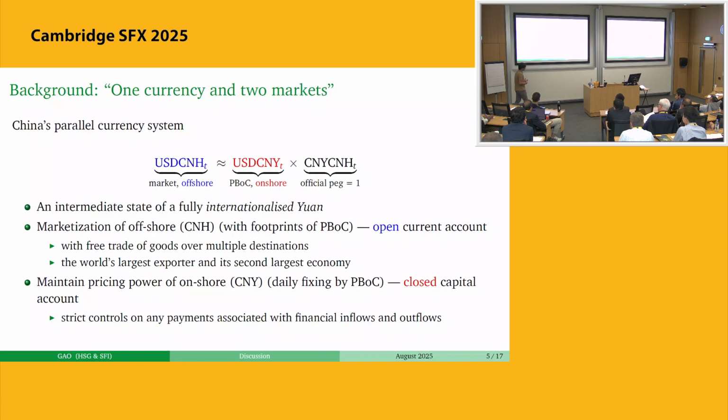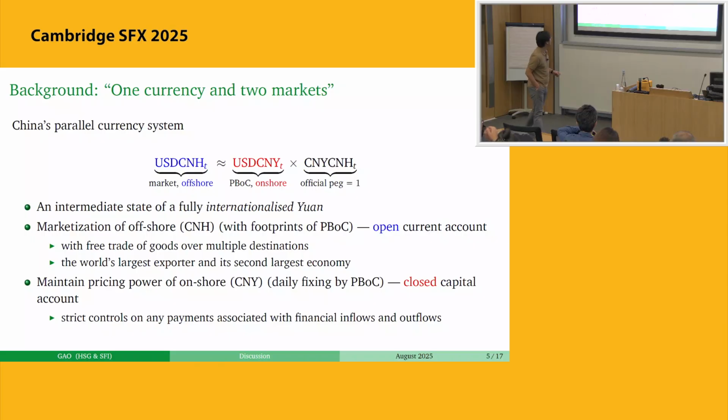Essentially, this is a reflection of the reality in China that we have one currency and two markets. So China has another "one country, two systems" thing, but in currency, we have one currency and two markets. Just to give you an example.